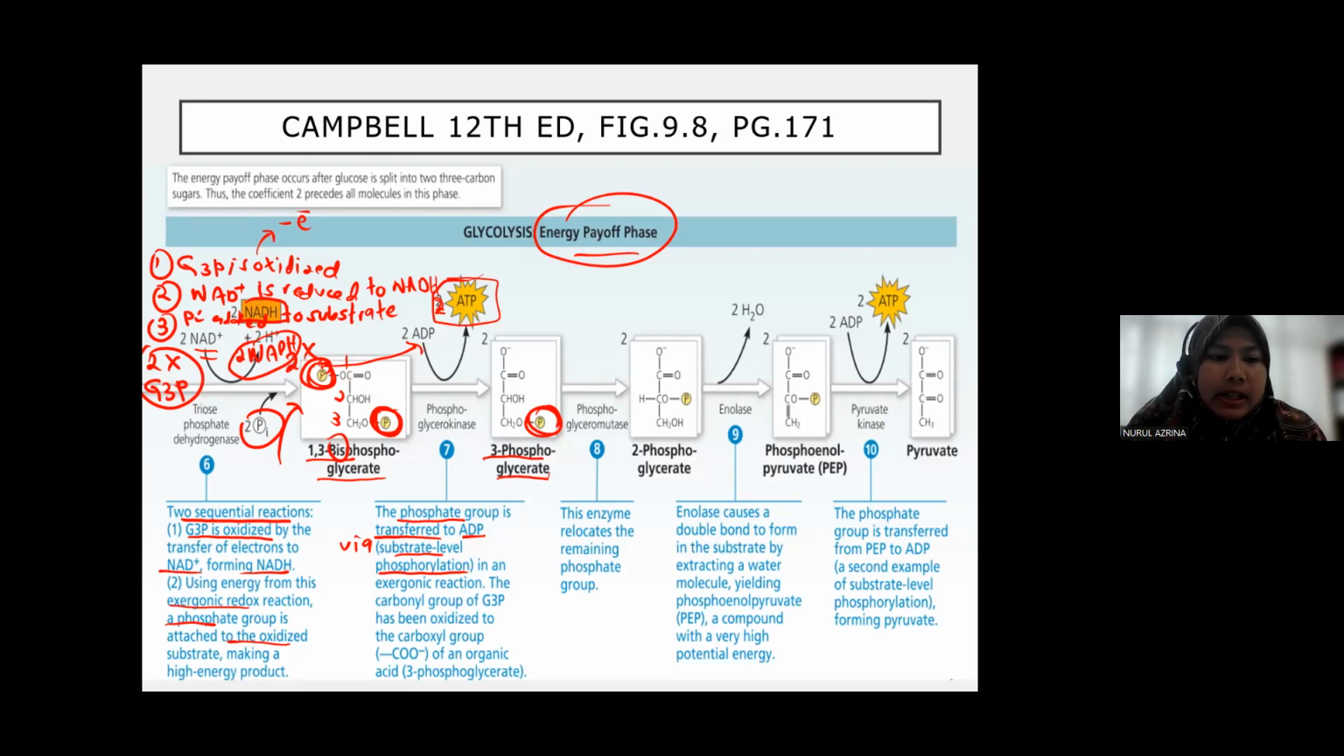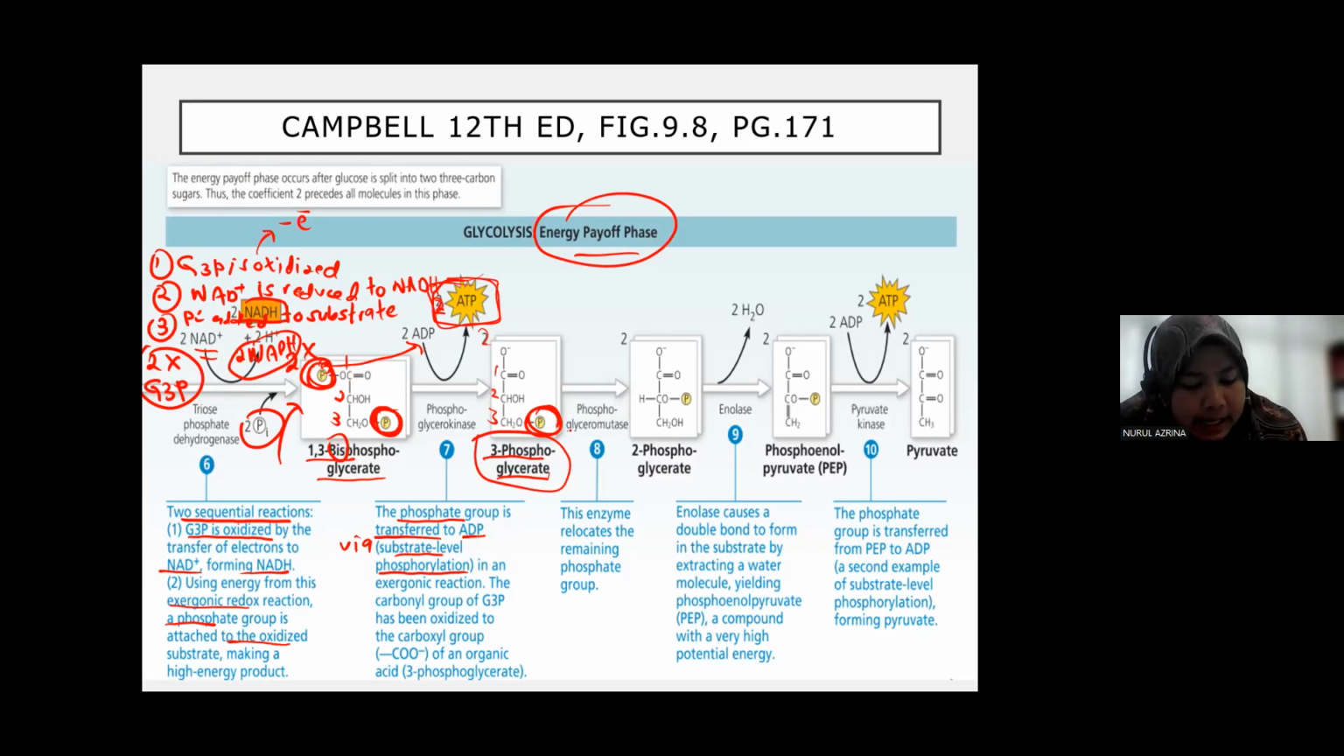Okay, so let's continue. Remember just now we are here in the formation of 3-phosphoglycerate. How many molecules of 3-phosphoglycerate do we have? 2 molecules. Each molecule of 3-phosphoglycerate has how many carbon? 3 carbon. Okay, right. How many ATPs have we formed just now? 2 ATPs. Okay, so now let's see what happens next.